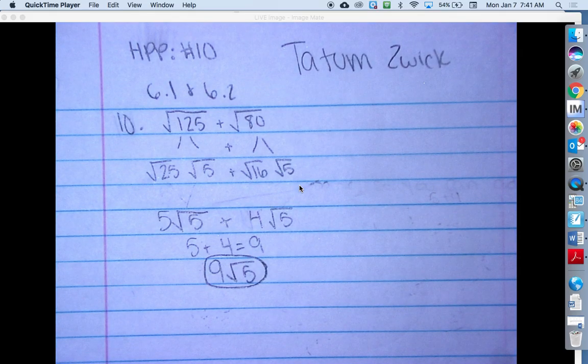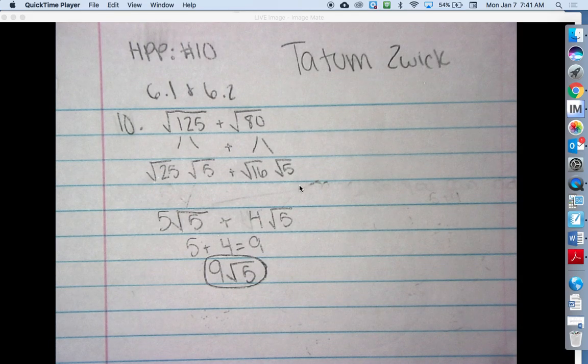Okay, slide number 10, which was the square root of 125 plus the square root of 80, but those can't square root evenly, so you have to factor them to the square root of 25 times the square root of 5 plus the square root of 16 times the square root of 5. The square root of 25 is 5, and you can't factor the square root of 5 anymore, so it's just square root of 5, plus the square root of 16, which is 4, and same thing, the square root of 5. Since they have the same square root, you can add the 5 plus the 4, which is 9, so then you have 9 square root of 5.